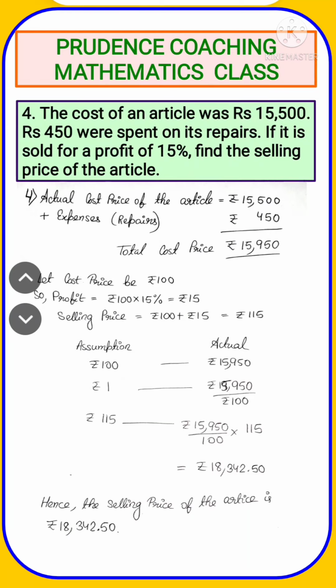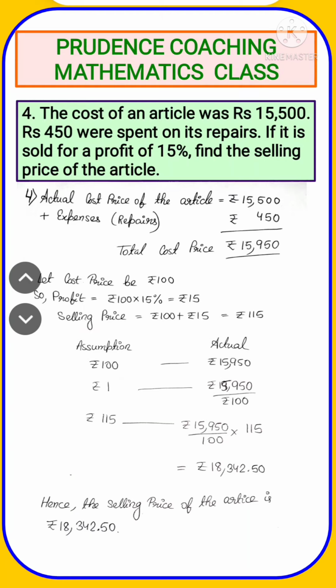So after that, as we know that profit is always calculated on cost price, so here profit percentage is given as 15%. So rupees 100 into 15%, that is 100 into 15 by 100, 100 and 100 will be cancelled. We will get rupees 15 as profit. Therefore selling price we know cost price plus profit, so we are getting 115 rupees.